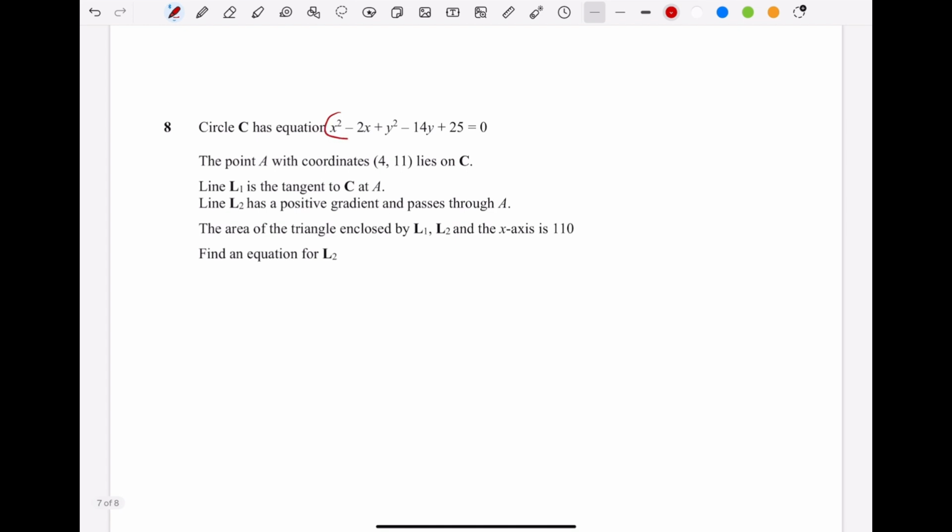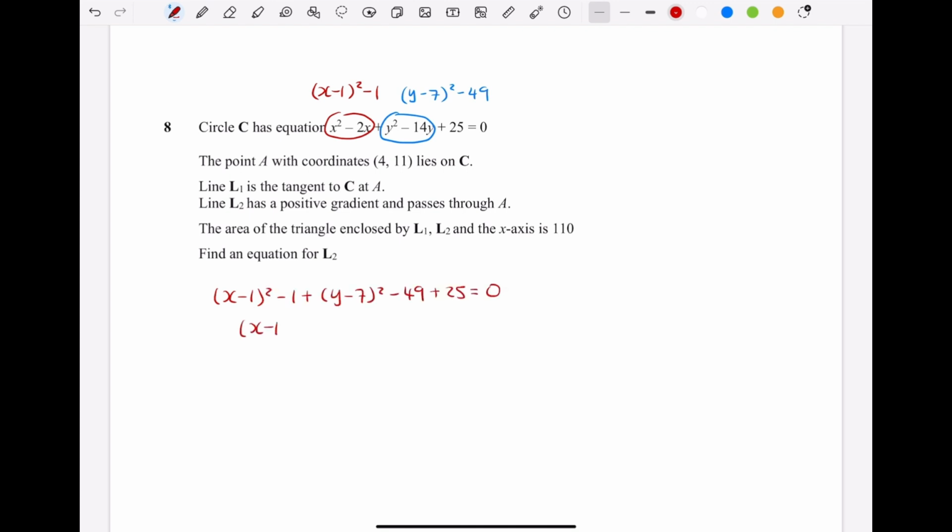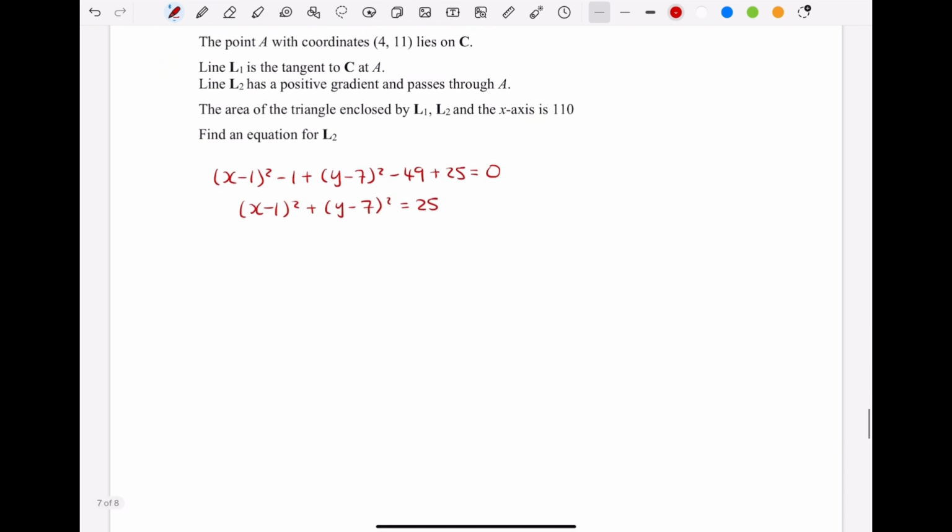x squared minus 2x can be written as x take away 1 squared take away 1. y squared take away 14y can be rewritten as y subtract 7 squared take away 49. By collecting the constant and moving it to the other side, we'll have x subtract 1 squared plus y subtract 7 squared equals 25. So in this question, we have the center of the circle 1, 7, and the radius 5. Okay, so we get a quick sketch.